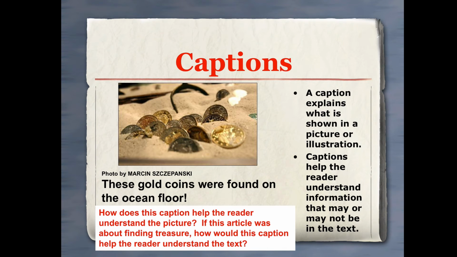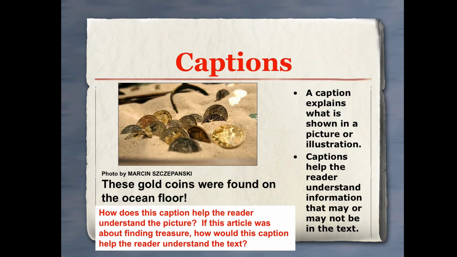Captions. You cannot overlook captions. And again, we look for these during our preview strategies as well when we're doing that preview. So a caption explains what is shown in a picture or illustration. So usually you won't have a picture without a caption, because they need to put some writing under there to give the reader more information. Okay?